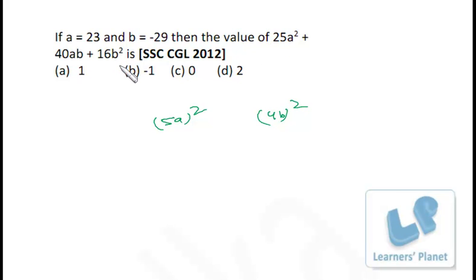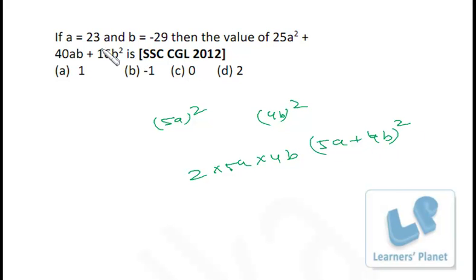Let us see the middle term. It is 2 into 5a into 4b, or not? 5 fours are 20, into 2, 40ab. So this is precisely (5a plus 4b) whole square, right? 5a plus 4b whole square.